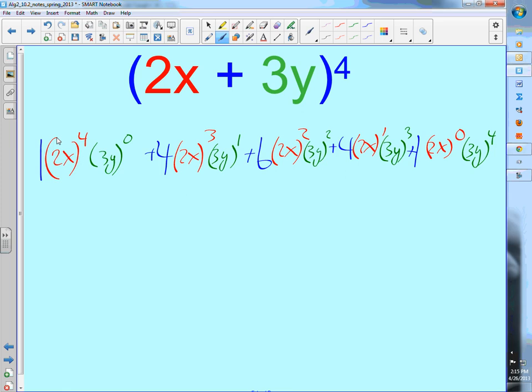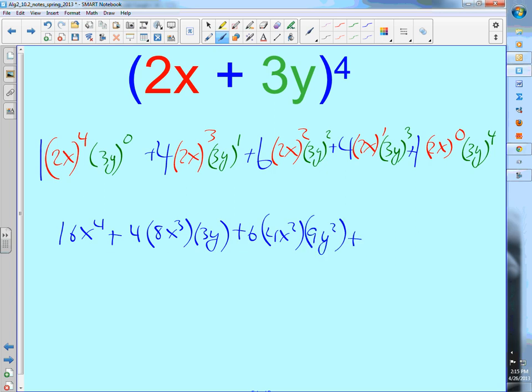The first one becomes 16x to the 4th plus 4 times 8x cubed times 3y plus 6 times 4x squared times 9y squared plus 4 times 2x times 27y to the 3rd plus 81y to the 4th. That should be your third line, or your second one after this.